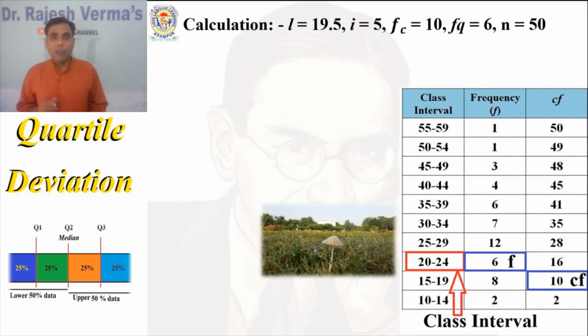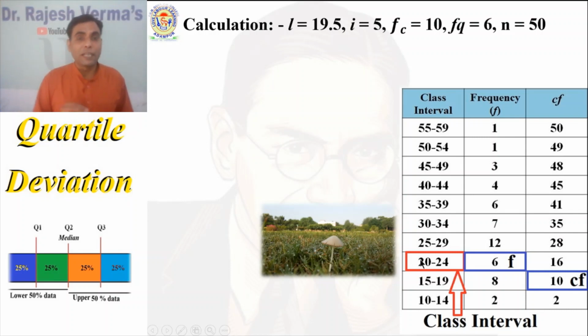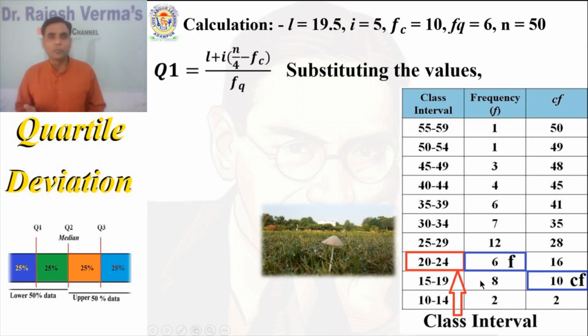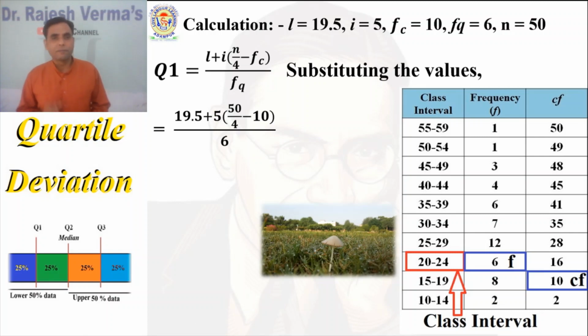Now the calculation. L is 19.5, the exact lower limit of the class interval in which your quartile Q1 falls. I is the difference between the highest and the lowest class, that is the size of the class interval. fc is the cumulative frequency, f is the frequency and n is 50. Now if we substitute the values and calculate Q1, it will look like this: 19.5 plus 5 into, 50 by 4 minus 10, whole divided by 6.